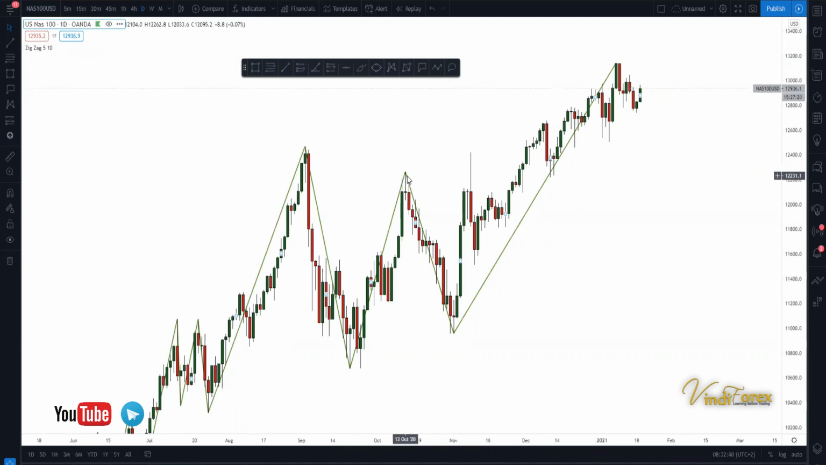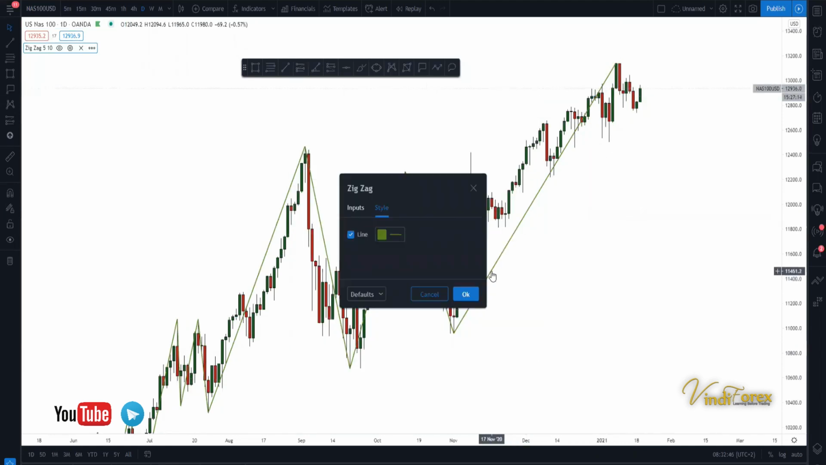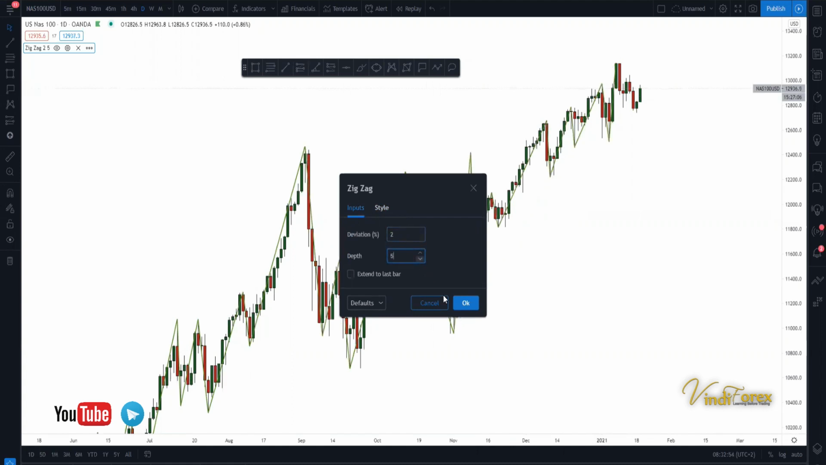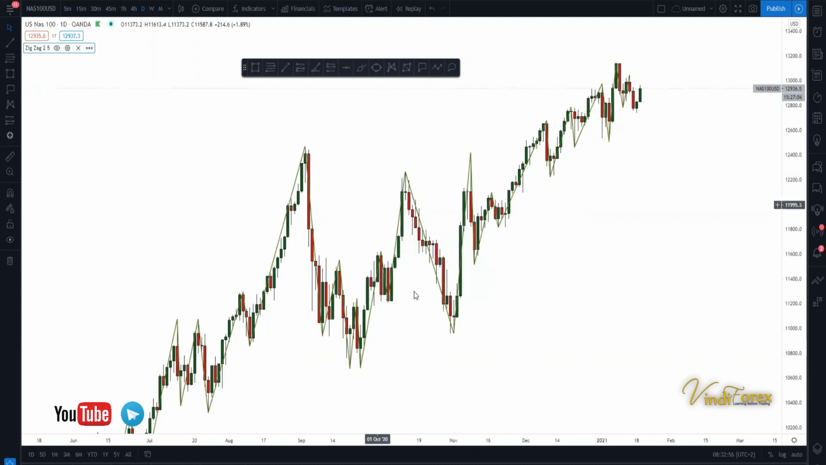Quickly, you can double click on it like this. Just click on the line and then go to inputs, where it says deviation, move to where it says depth, and go for 5. There we go. Now you can see these have adjusted a little bit. So click on it again.